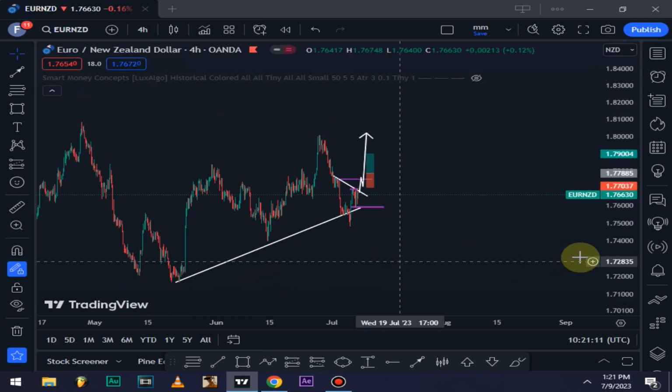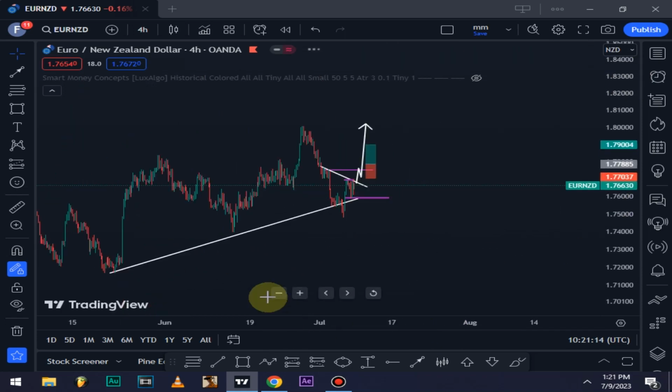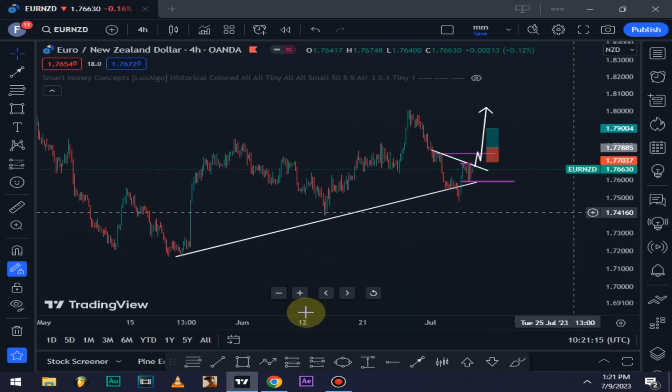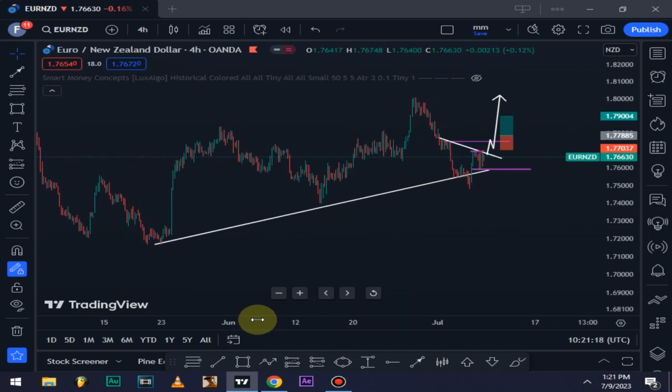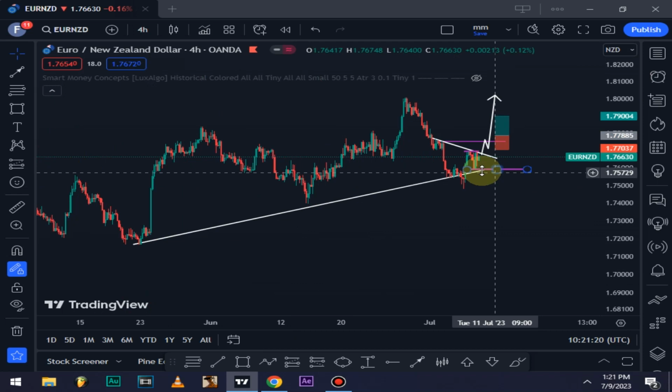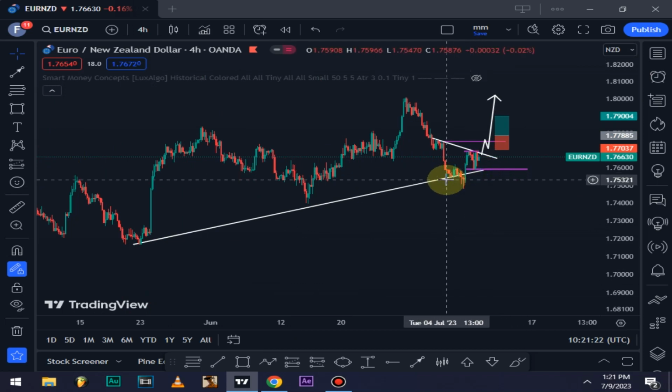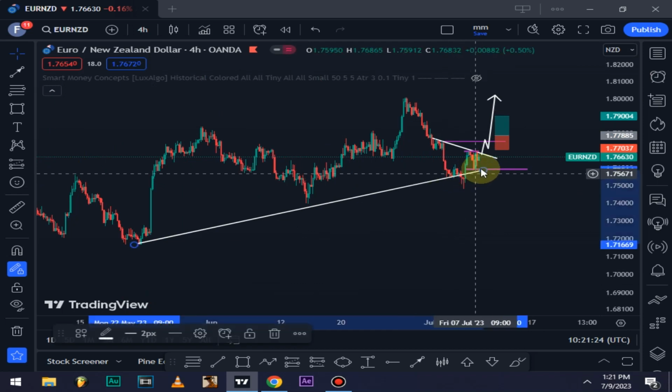Okay, so Euro NZD is still in an uptrend, gang. Still in an uptrend. Very nice. Okay, you can see that this was up. In fact, let me just make this more clean. Just want it to be more clean.